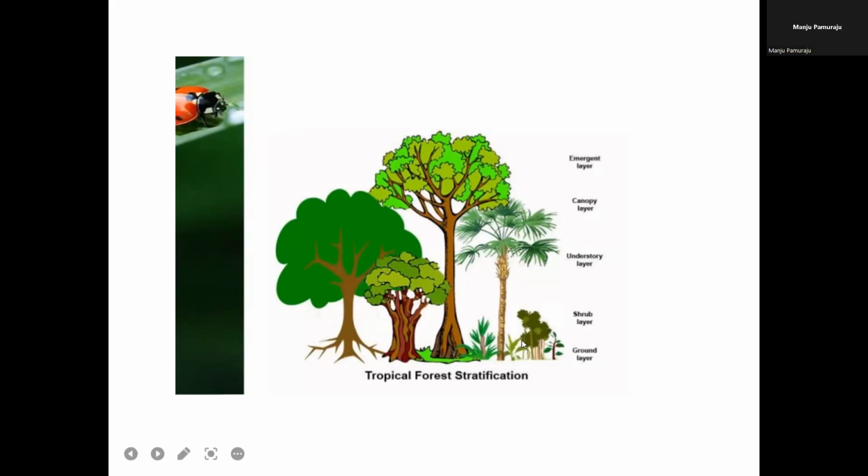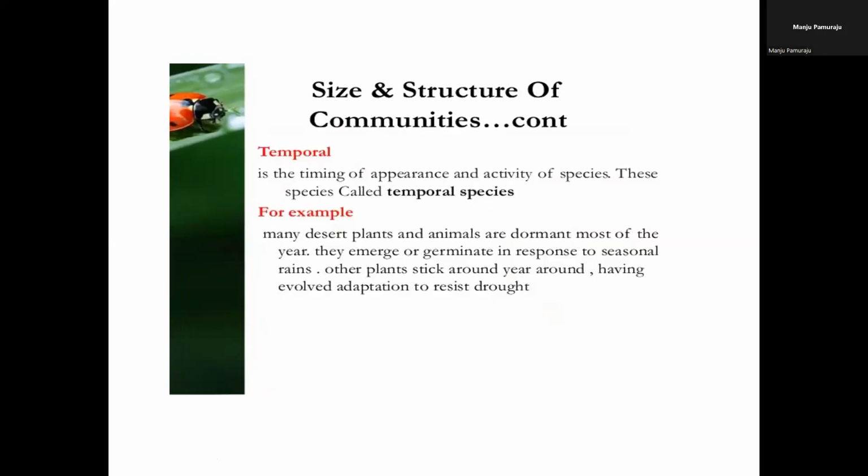Strata means stratification, which means layers. Here are the shrub layer, the next one is the understory layer, the canopy, which totally covers the area, and the next one is the emergent layer. So, different layers. Stratification means the layers formed based on the height of the plants, so they form stratification layers above the ground.